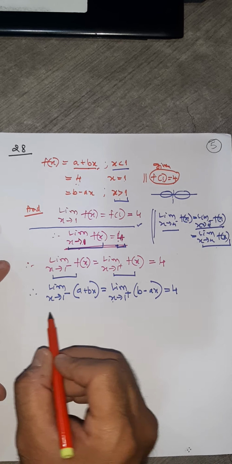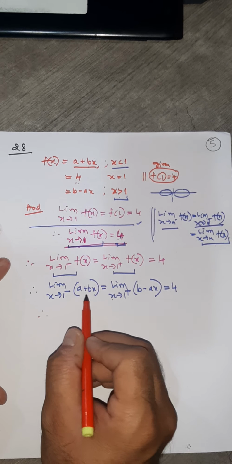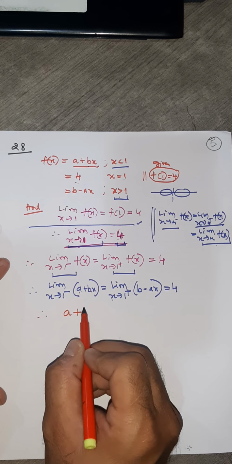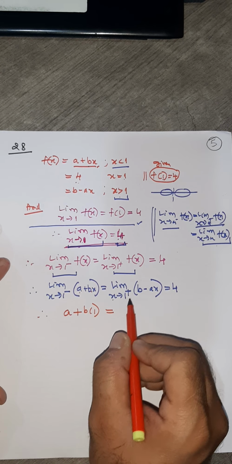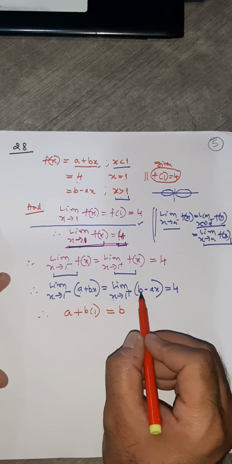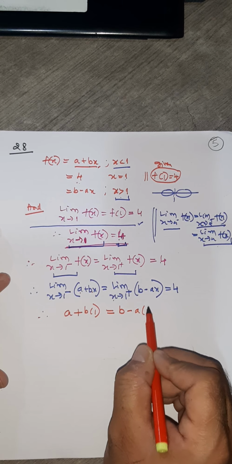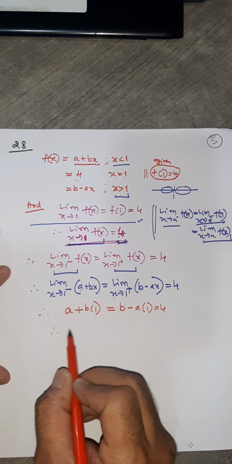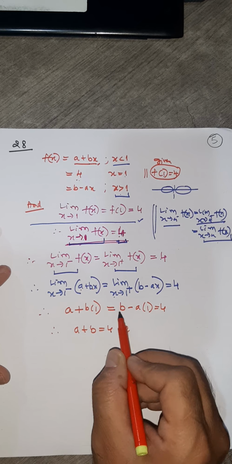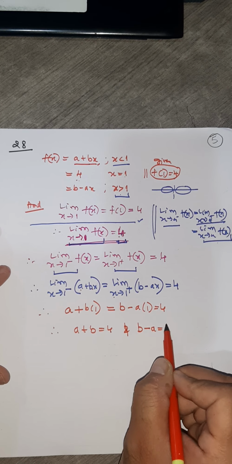Okay. Now we just apply limit because this is a very simple function. So I'll write x tends to 1. So a plus b into 1. Here also I'm going to apply the limit. You are not going to write minus 1 plus 1. I'm again emphasizing. So b minus a into 1 equals 4. So you are getting two equations: a plus b equals 4 and b minus a equals again 4.